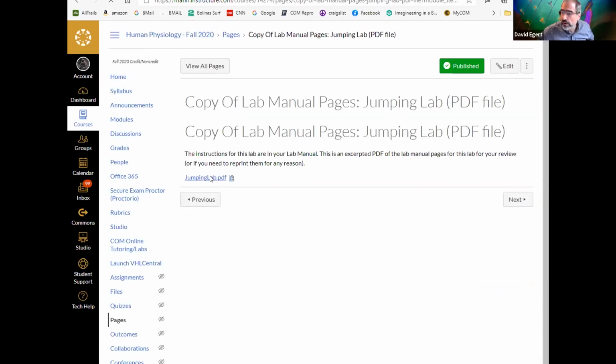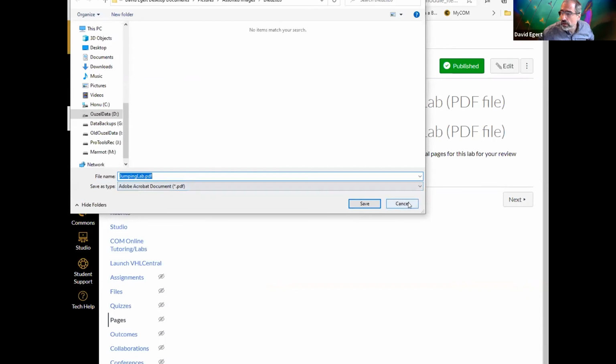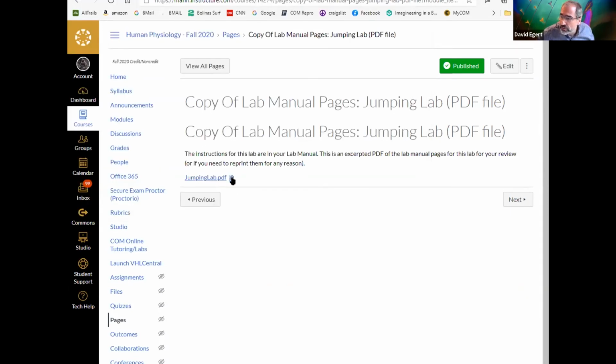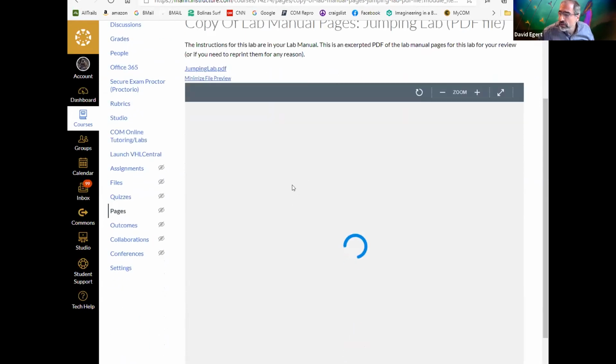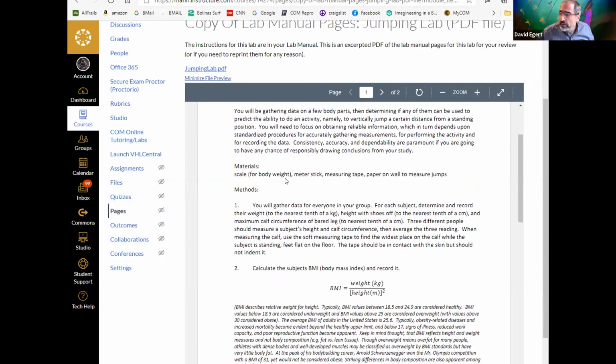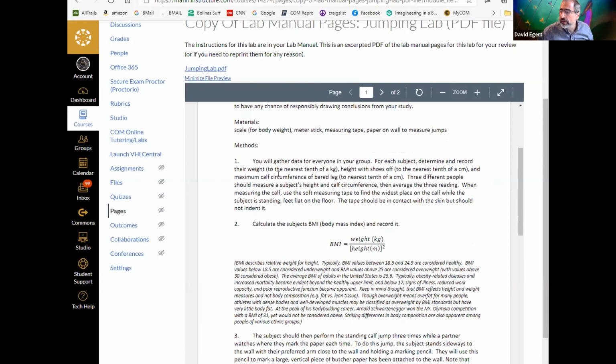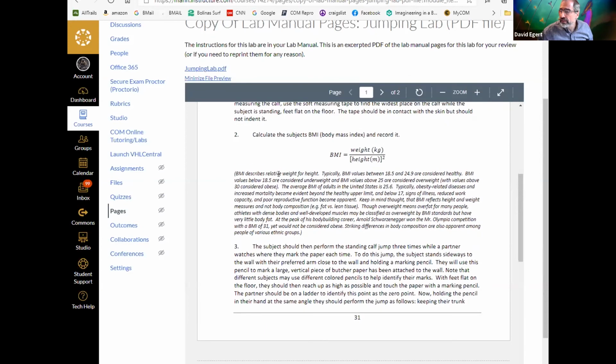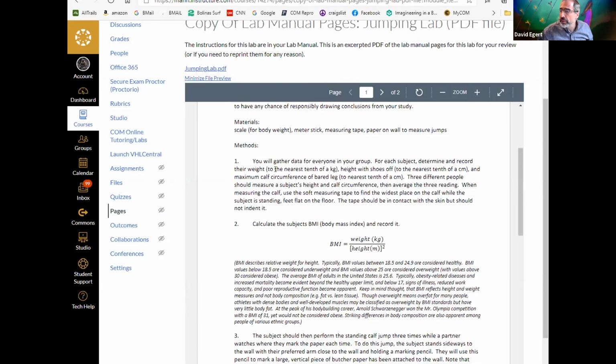I want to view it. Why doesn't it open to view? Oh, there, there's file preview. So, jumping lab. You can read about it here.